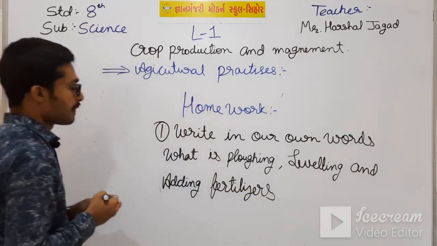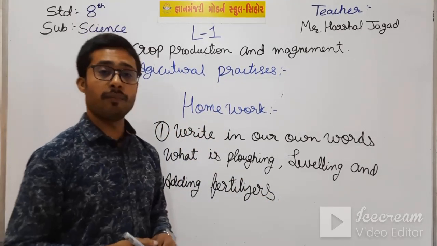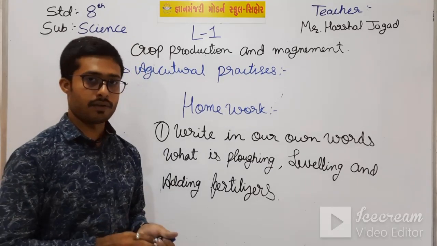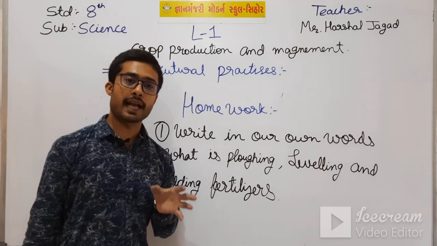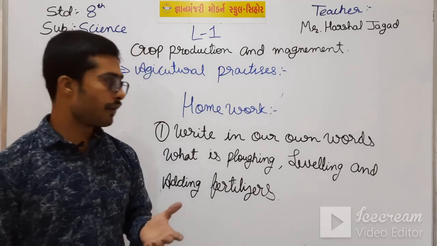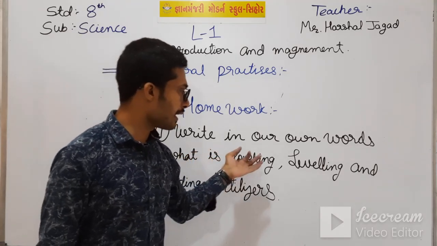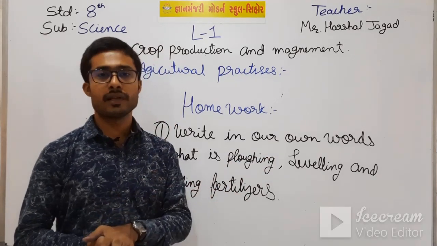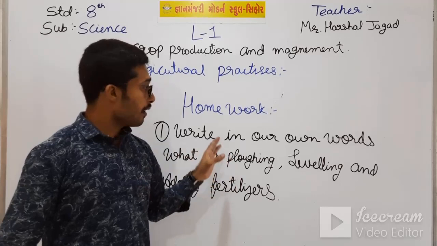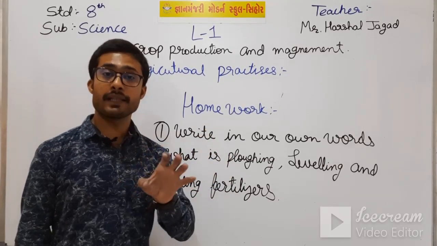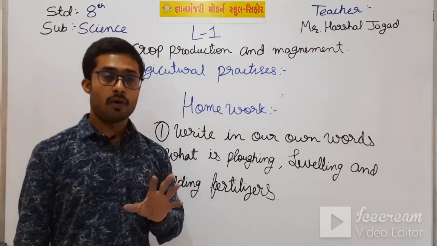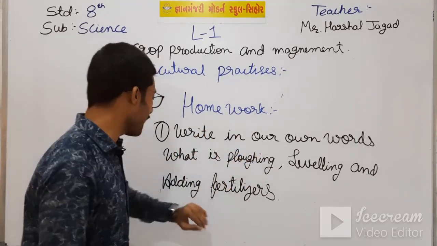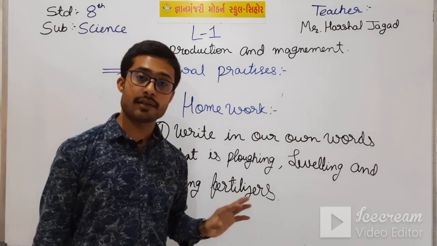So, in your homework you have to write in your own words. You can take the help of the textbook and first of all read what is ploughing, leveling and adding fertilizers. And then just close your books and write only what you understand from those points. Okay, write in your own words what is ploughing, leveling and adding fertilizers.